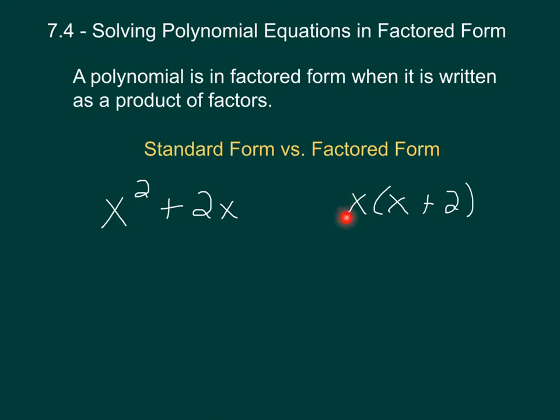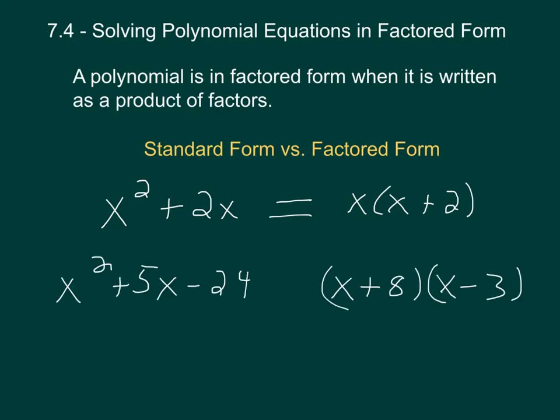You see that because I have an x outside of parentheses, if I distribute that x in, x times x would be x squared, x times 2 would be 2x, and I will add these two things together. So these two statements are actually equal. One is in standard form, one is in factored form. There are different times that each of these forms will be preferred, but today we're going to really like to have it in this format. Let's see one more example.